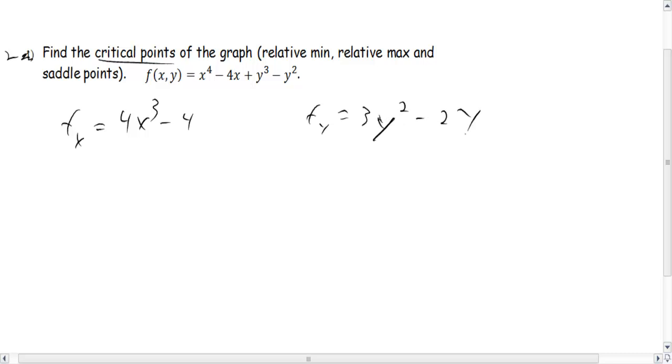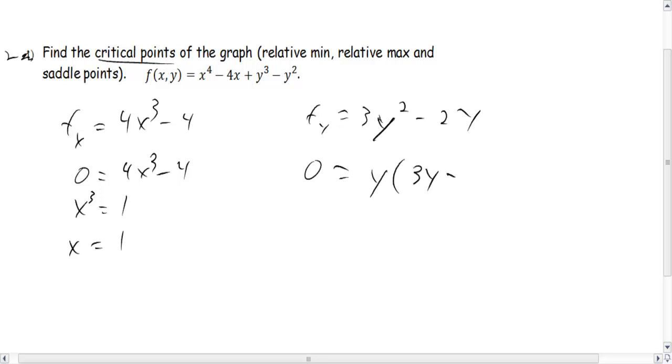minus 2y. Now we're going to set them both equal to 0 and solve. So therefore 0 equals 4x cubed minus 4, which gives us x cubed equals 1, which means x equals 1. Why are we setting them equal to 0? Well, we want to find maxes, mins, and saddles. So if it's equal to 0, that gives us a max or a min. So don't forget to take the derivative first, but there you go.